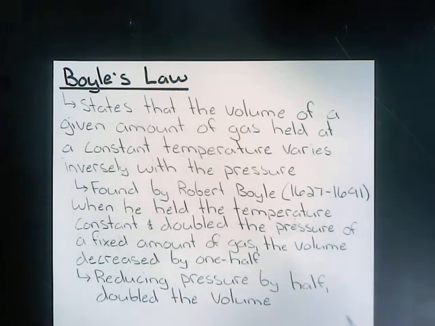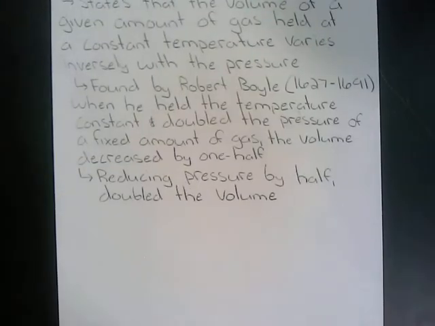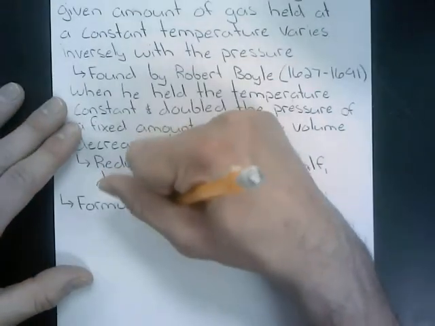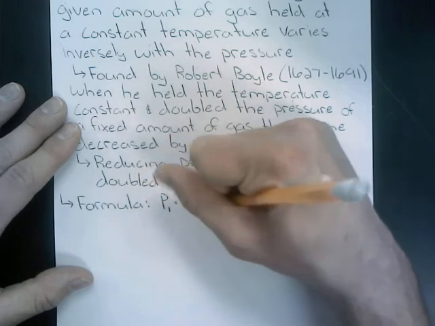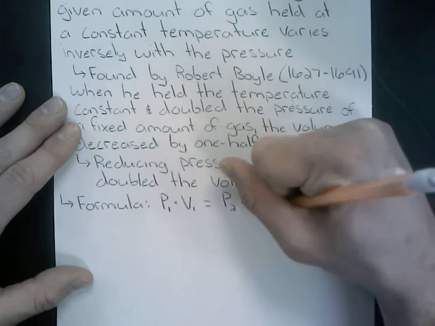He doubled the pressure, and it resulted in a decrease of volume by 1/2, and then he reduced the pressure by half, and it doubled the volume. What he was able to do with this inversely proportional relationship is he was able to develop a formula for this law. And that formula is P1 times V1 equals P2 times V2.